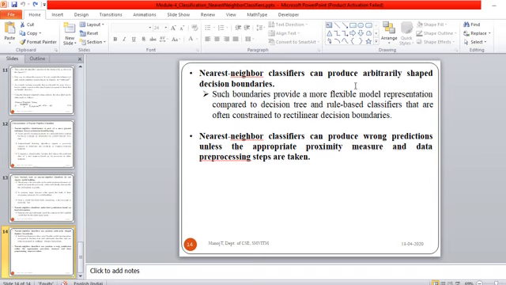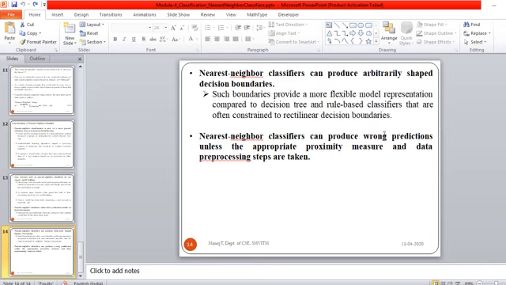Nearest neighbor classifiers can produce arbitrarily shaped decision boundaries. Such boundaries provide a more flexible model representation compared to decision tree and rule based classifiers, which are often constrained to rectilinear decision boundaries. If the decision boundaries are very constrained, then it is very hard to classify the training examples with different decision boundaries. So nearest neighbor classifiers are comparatively easier since they produce arbitrarily shaped decision boundaries.